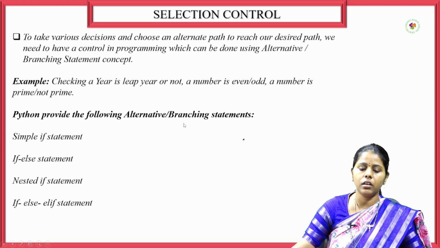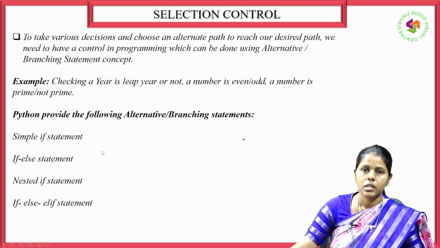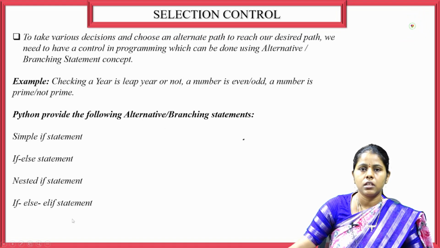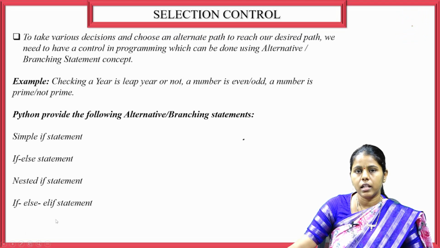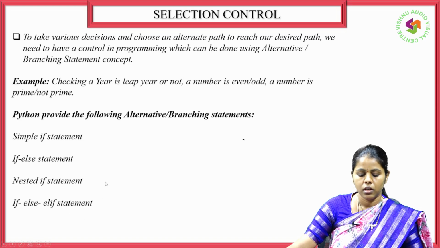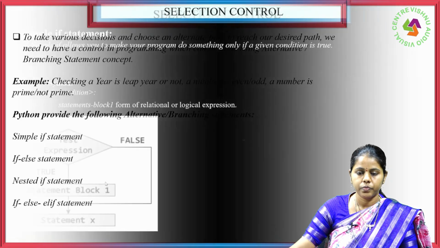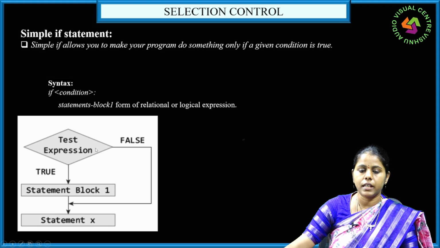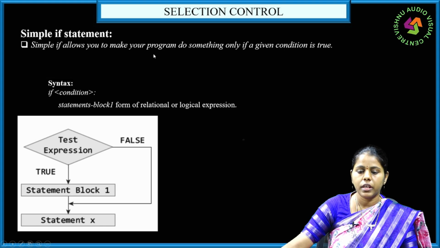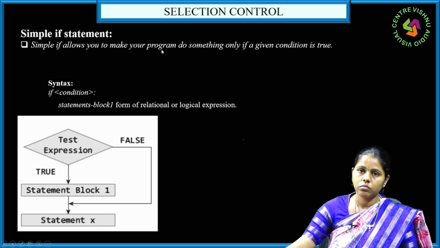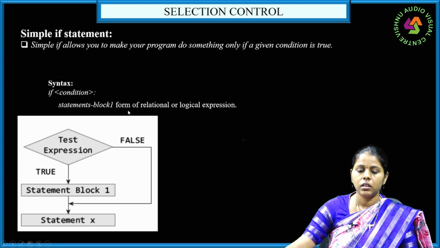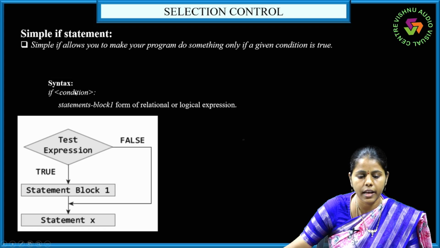So here we are having some selection control statements. Those are the simple if statement, then if else, next the nested if statement, then later we are having the if elif else statement. Now let's discuss about the simple if statement. In a simple if, we are checking only one condition. If that condition is true, it will execute a particular block of code, or otherwise it will come out of the condition.